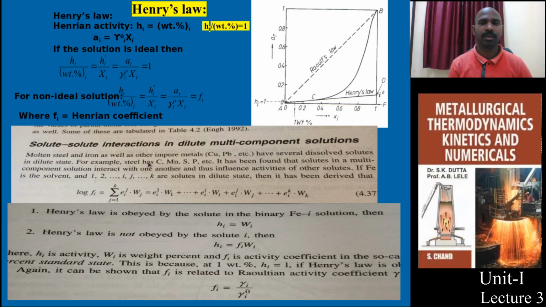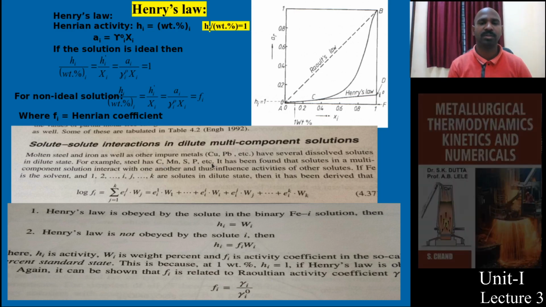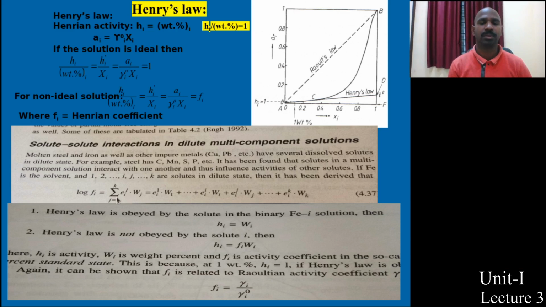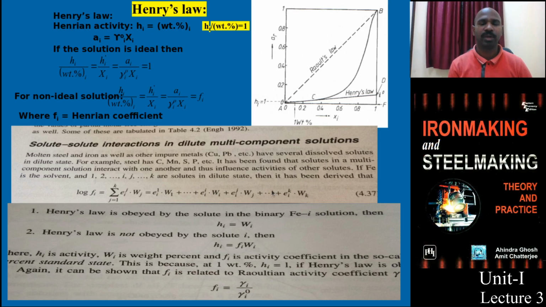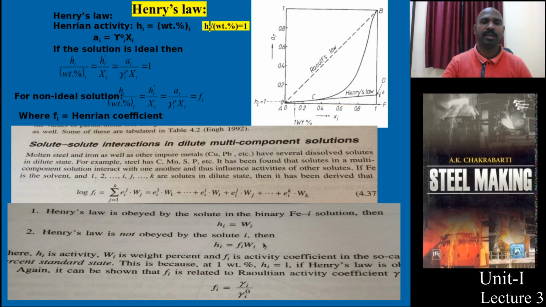So how do you calculate? In the case of molten metal also there will be many impurities dissolved: carbon, manganese, sulfur, phosphorus. How do you calculate with respect to the parent element? It is calculated with respect to the logarithm of the Henryan coefficient, e_i and e_j. I, j, k elements are solutes in the molten metal, and the top superscript is the parent element. So that is Henry's law for the ideal solution and non-ideal solution. And how do you calculate this Henryan coefficient?